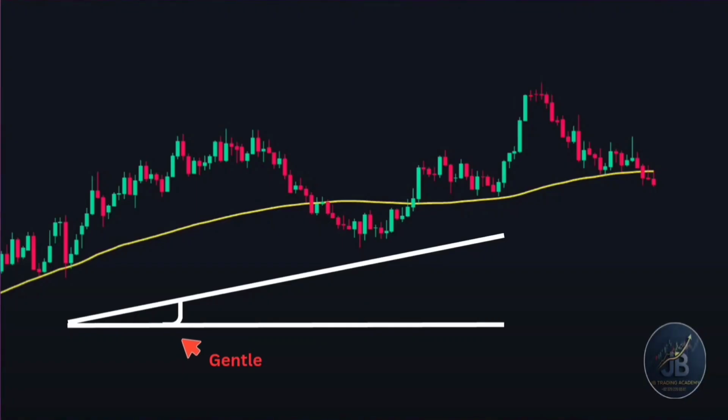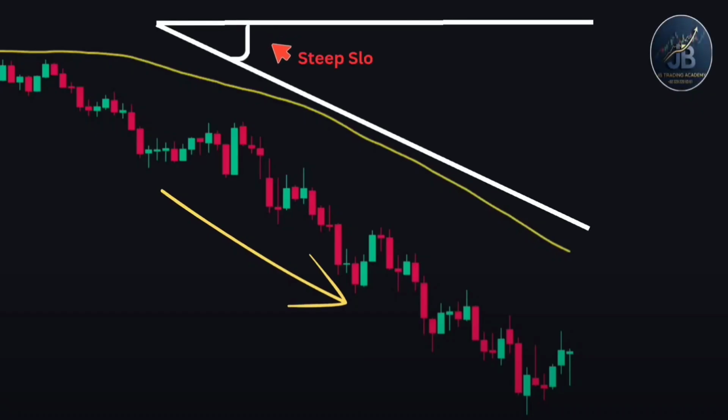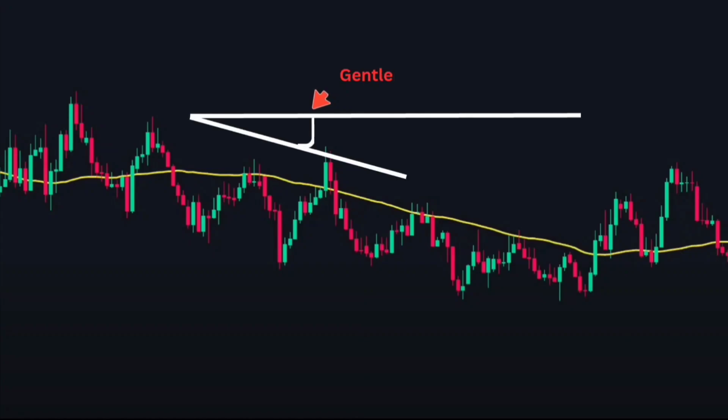The same thing applies to downtrends. In a strong downtrend, we see a steep downward slope, approximately a 45-degree angle, while in a weak downtrend we have a gentle downward slope.